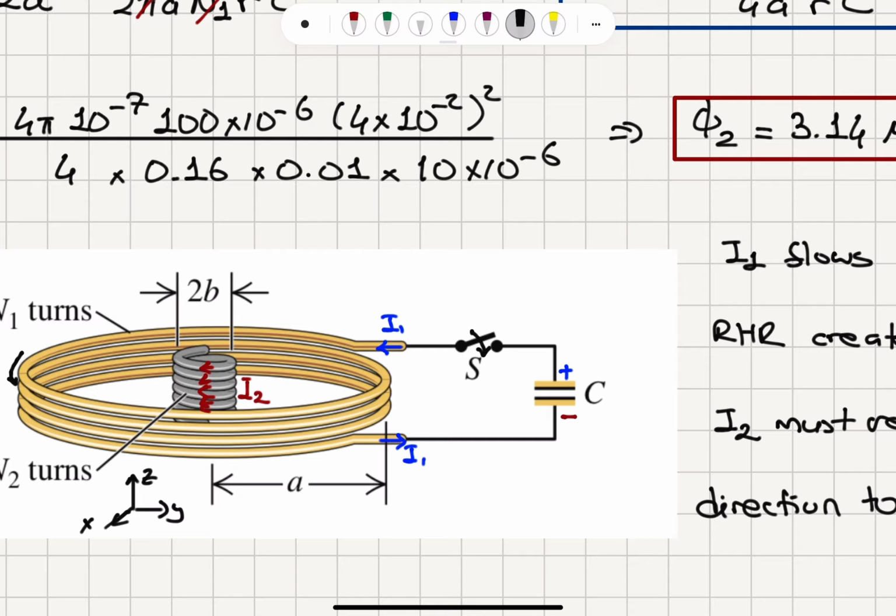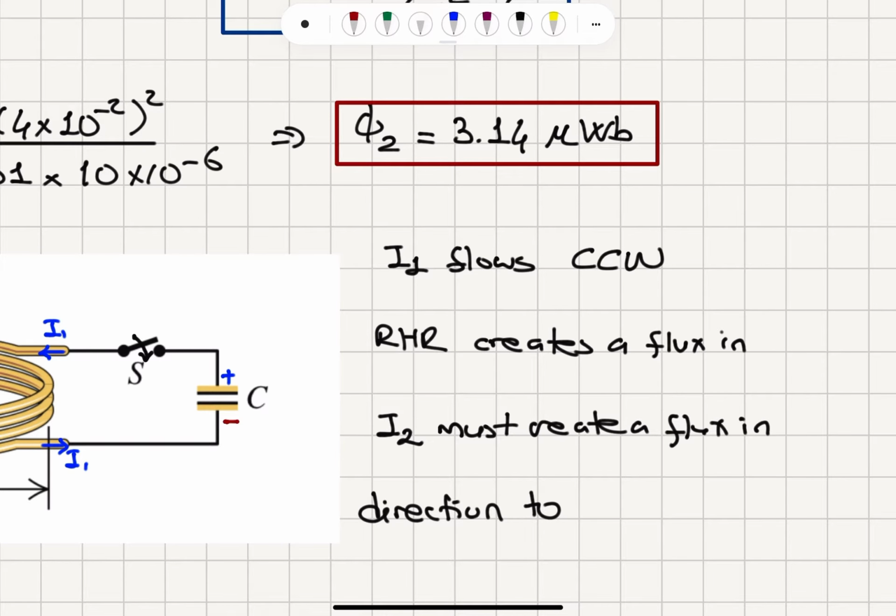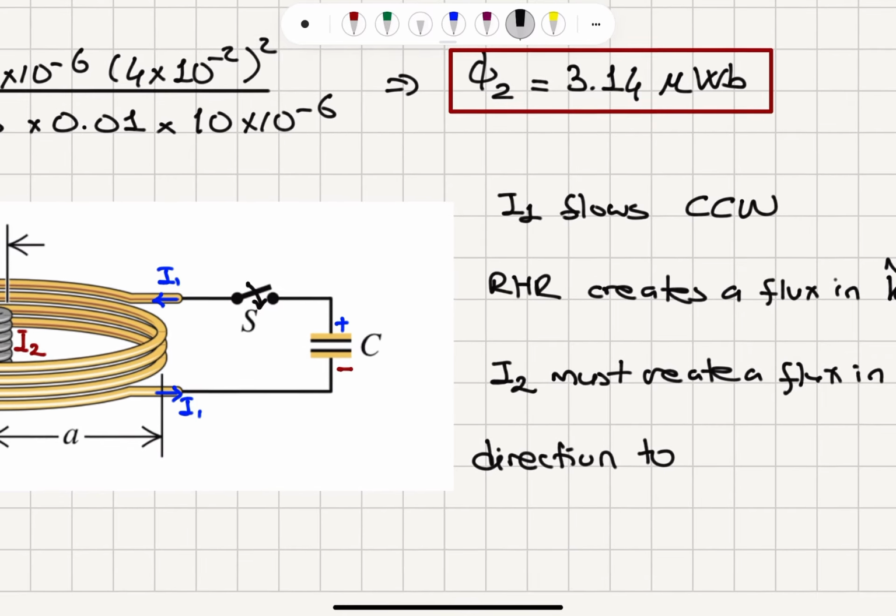So this is the x-axis, this is the y-axis, this is the z-axis, let's say. Now if I1 is flowing counterclockwise, following I1 with my right hand, forefingers, the thumb points in plus k hat direction. So the right hand rule tells me that I1 creates a flux in plus k hat direction. Okay. And what is Lenz's law?